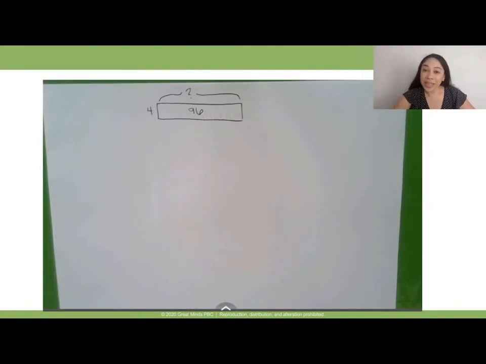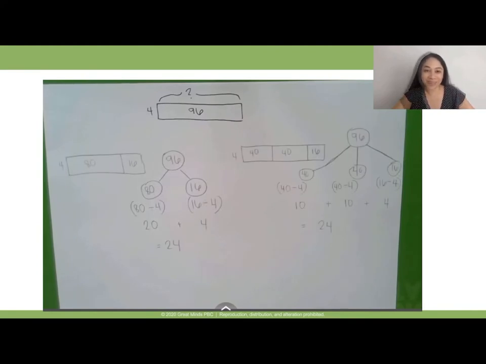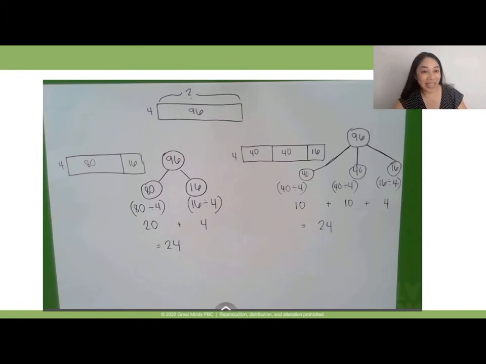Here we have a rectangle with an area of 96 and a width of 4 units. I'd like you to pause the video here to partition this rectangle two different ways. Then create two number bonds to match the whole and parts of the rectangles. Welcome back. So, how did you partition the area of 96?